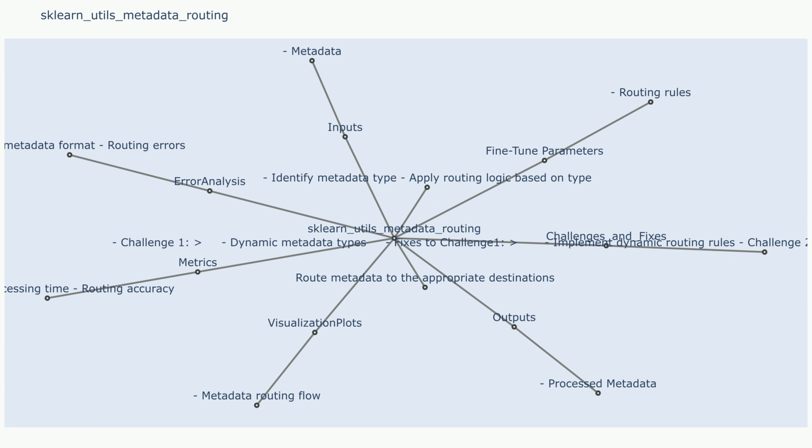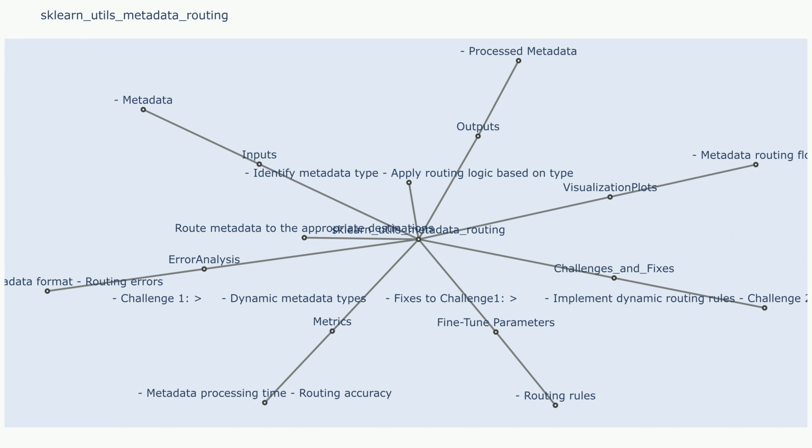Fixes to challenge 1: ensure that the metadata associated with each stage of the pipeline is consistent and reflects the actual data types and dimensions. Use tools like metadata routing to propagate metadata appropriately.